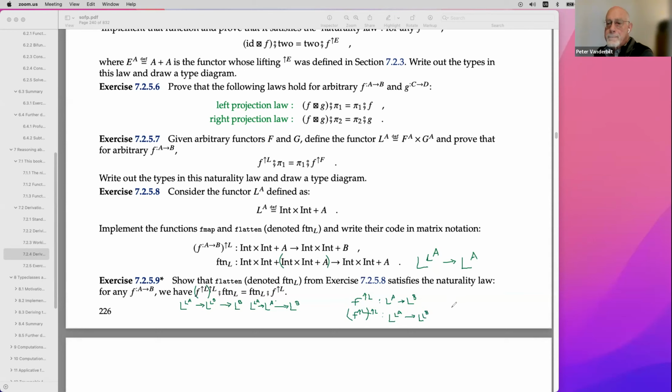Okay, I see. But yes, it is a little startling when you first see it, I think. Okay, and then the flatten just takes it back to L of B, right? Yes. Okay. Cool.